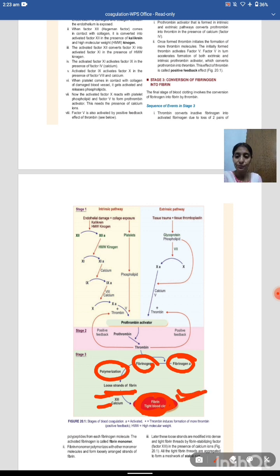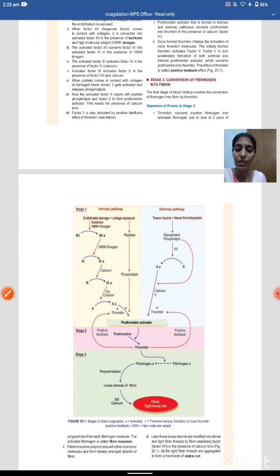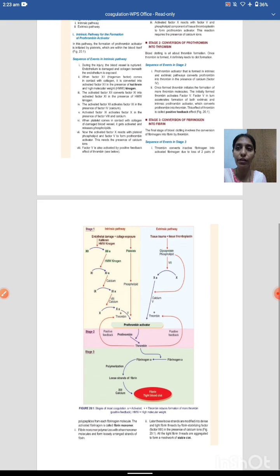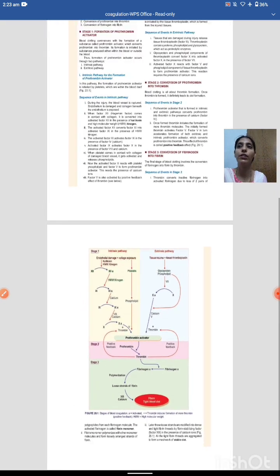Okay, so later these loose strands are modified into dense and tight fibrin threads by the fibrin stabilizing factor, which is factor number 13, in the presence of calcium ion, and all the tight fibrin threads aggregate to form a mesh network of stable clot. So these three steps involve the formation of blood clot. So let's summarize all the three steps.